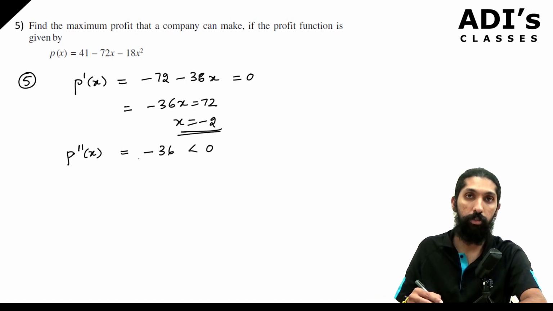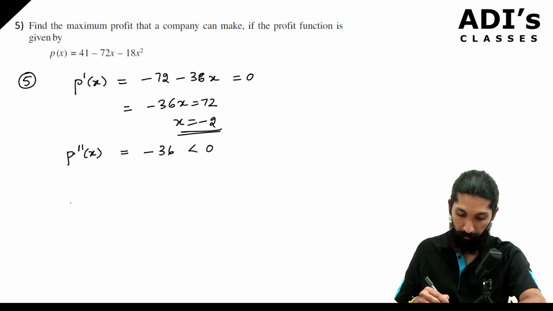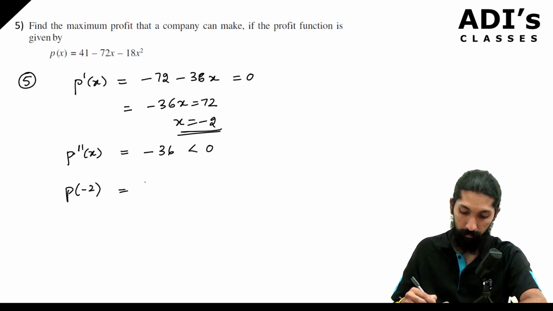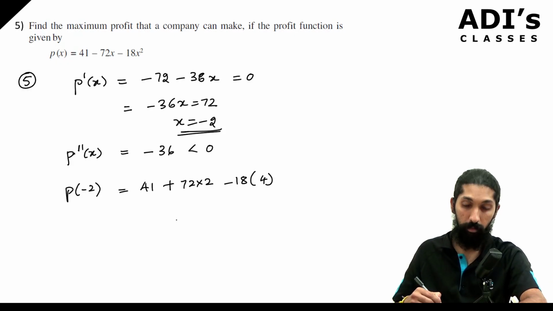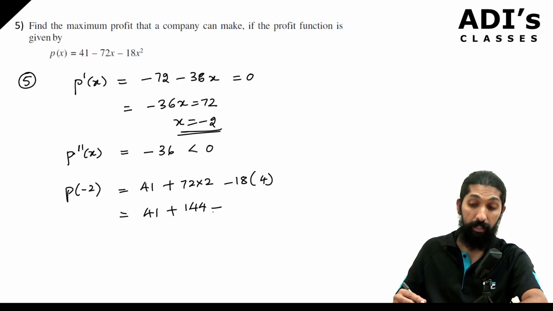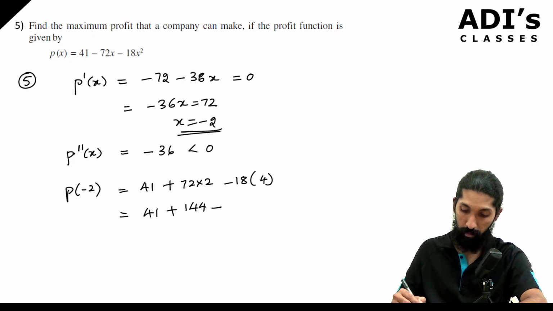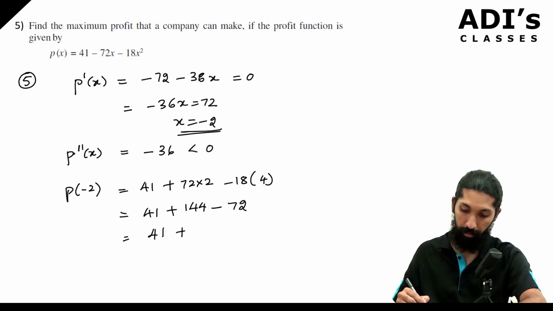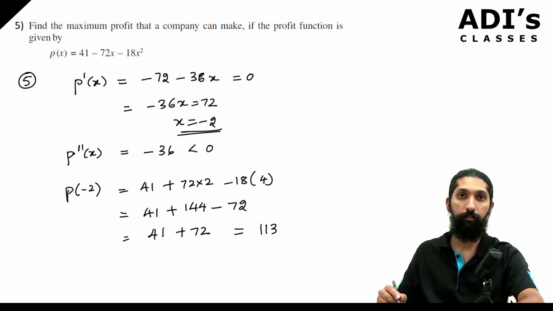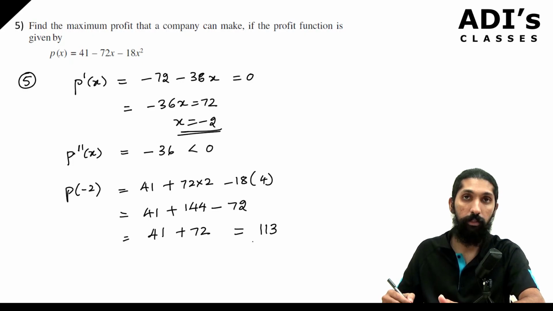Substitute that back in the equation. So you have p of minus 2: 41 plus 72 into 2 minus 18 into 4. Correct? So you are going to get this as 41 plus 144 minus 18 times 4, which is 72. So you get 41 plus 72. So the final answer is going to be 113. Okay? So final answer is 113.